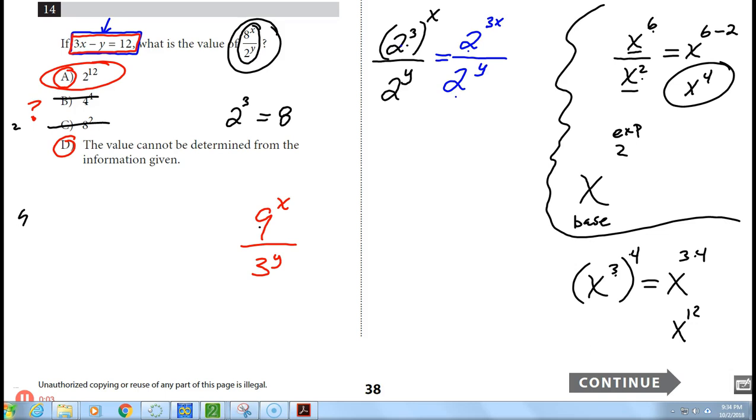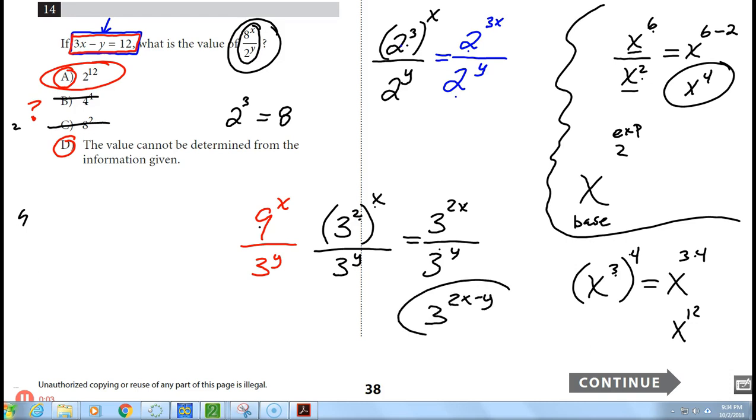I know that I can rewrite 9 as 3 squared, so that's my 9. And then my x goes there, my 3y goes here, and a power raised to a power I multiply, so that's really 3 to the 2x, divided by 3 to the y. And now a power divided by a power, I subtract exponents, and I could write the entire expression like that. So kind of a sophisticated trick that, you know, if you want to get all these problems right and you want to crack into the 700s and even possibly 800, you need to be able to know some advanced moves like that.